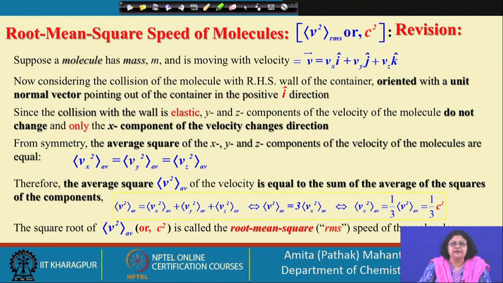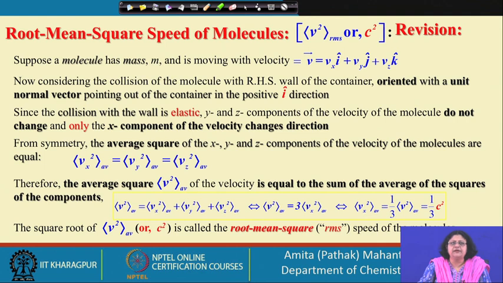I again revise, because root mean square is a term which is very important when we are talking about kinetic energy, and I want you to understand what I am talking about. See, velocity is a vector quantity. Suppose I have a mass m moving with velocity v. Since it is spatial, there are three coordinates in space, x, y, z. So, the velocity is vx along the x axis, vy along the y axis, and vz along the z axis.